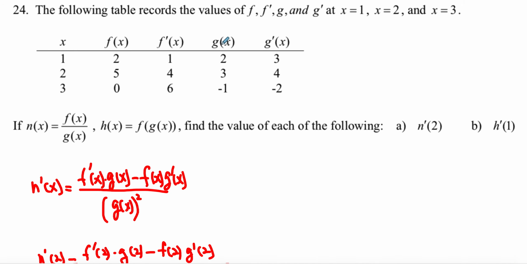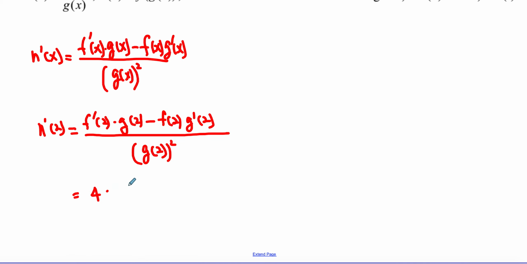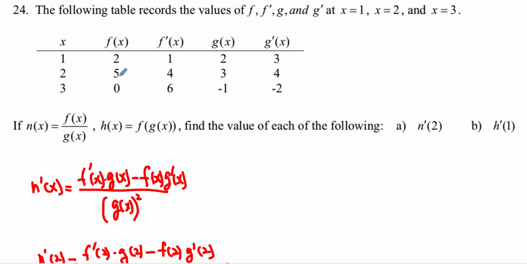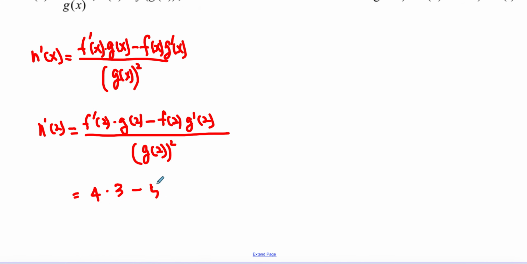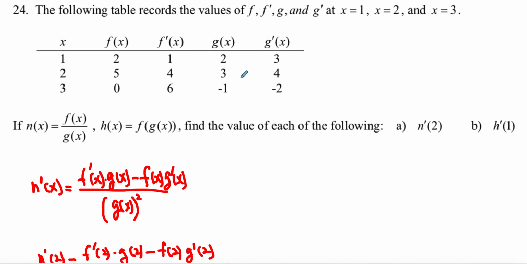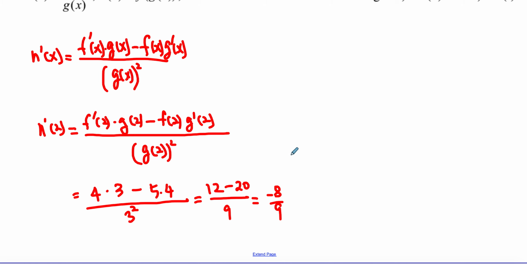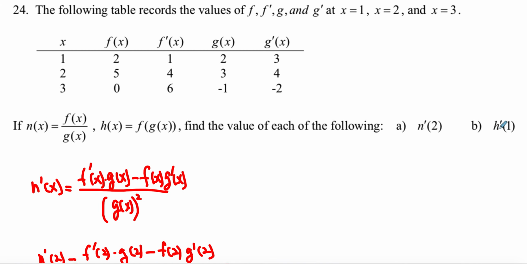g of 2 becomes 3, minus f of 2. f of 2 here equals 5. And then g prime of 2 is equal to 4. Multiply that by 4 over g of 2, which was 3, so we get 3 squared. Then we get 12 minus 20 over 9, so we get negative 8 over 9. That becomes our answer.